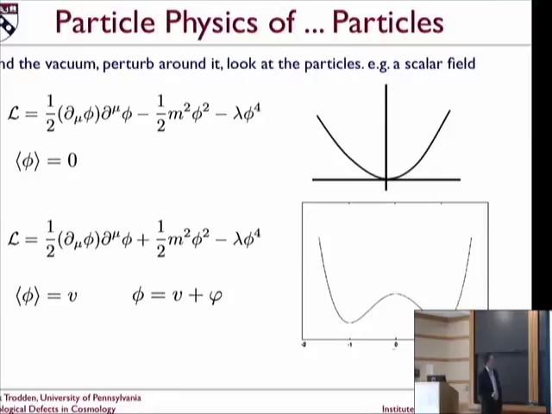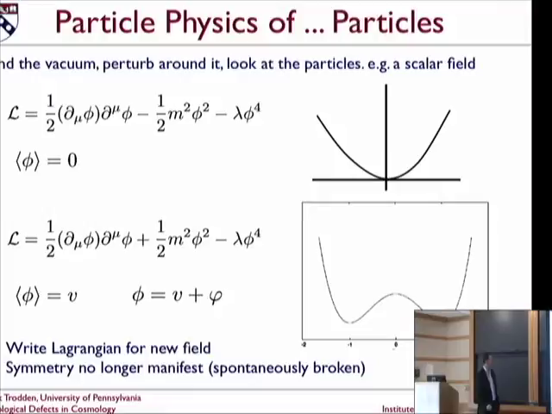But if you're a particle physicist, the way you approach these is very much the same. You write the Lagrangian for this new field. In this case, it's trivial. The symmetry of the overall Lagrangian is no longer manifest because you've broken it. In this case, it's spontaneously broken. But who cares, because you're just going to do perturbation theory.